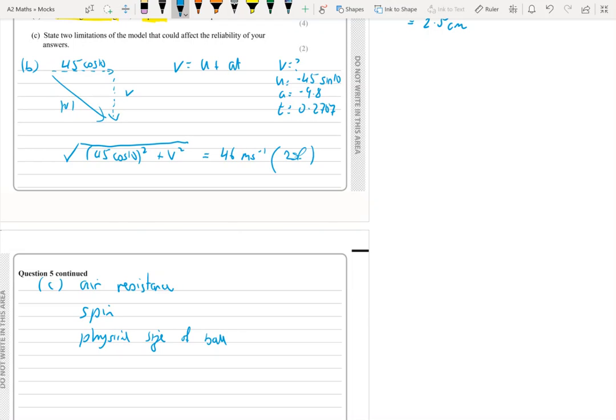One other thing that you can't say, so let's cross out wind, because we've already said air resistance. You can't talk about the mass or the weight, because they don't affect the projectile motion. All masses will experience A equals minus 9.8, so that's not an option. Some people talk about 3D motion, whereas we've modelled it as a 2D problem.